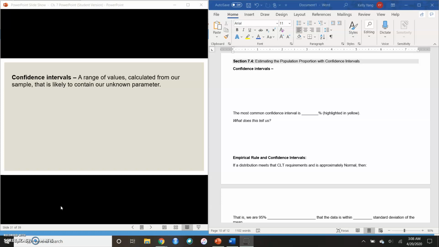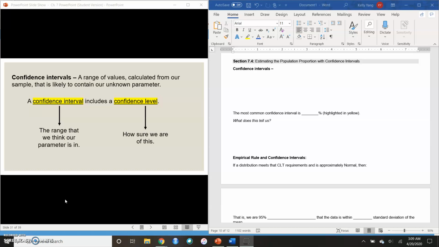So our confidence interval, as I've mentioned, is a range of values. So we're going to have a lower and an upper value. And this is going to be calculated based on our sample. The confidence interval will always include a confidence level. What is the difference between the two? The confidence interval is the range that we think our parameter is in. So the range of values that we think our parameter is in between. Whereas the confidence level is how sure or how confident we are of this.